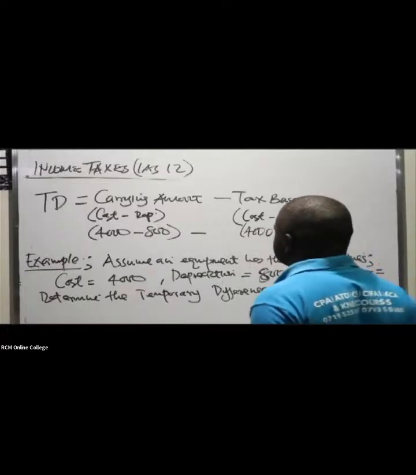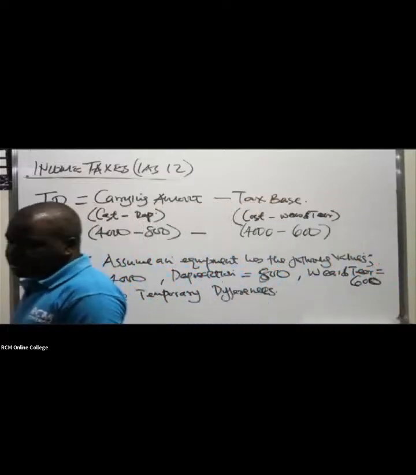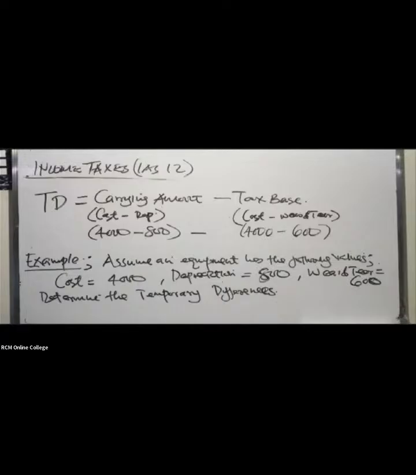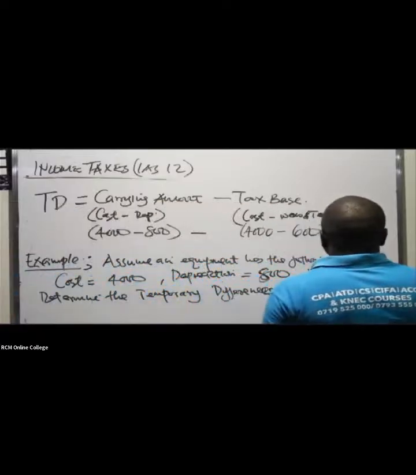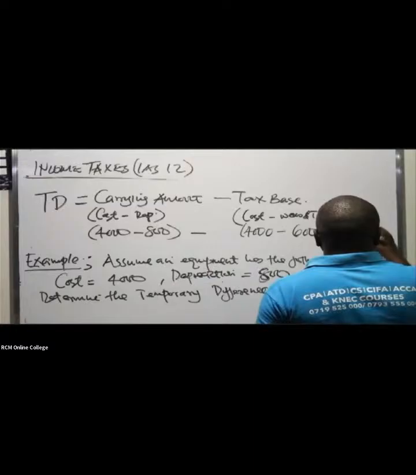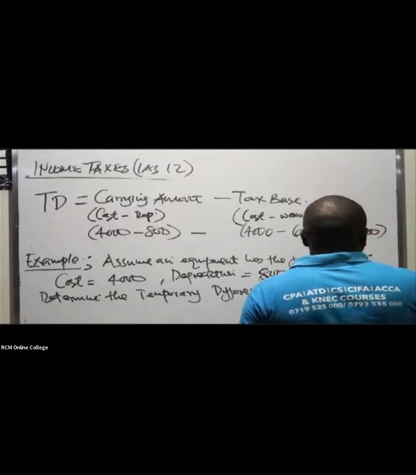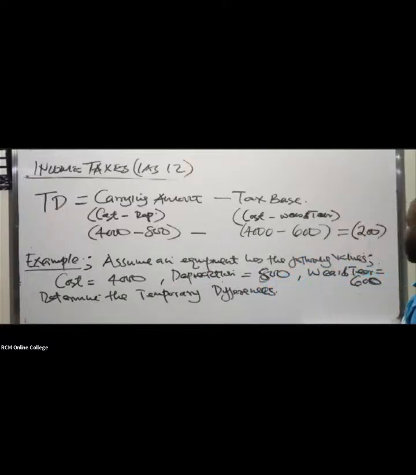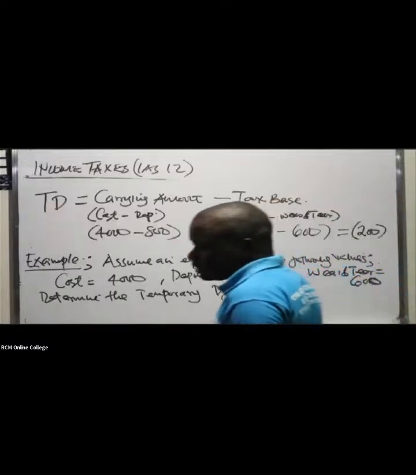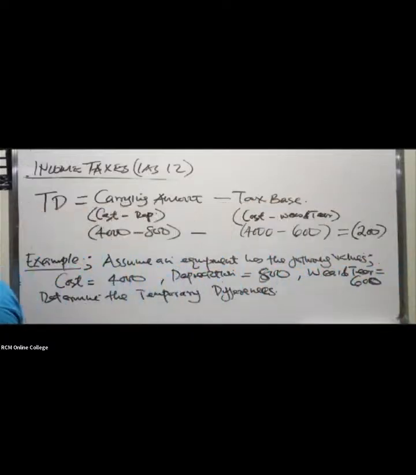So what do you get when you do the mathematics there? You get negative 200. Of course, for negative in accounting, you normally put a bracket like that. You'll get negative 200. So Ezra, you get negative 200. That is actually very correct.